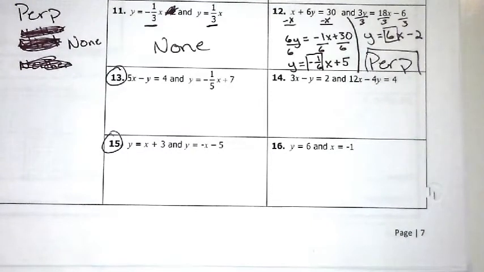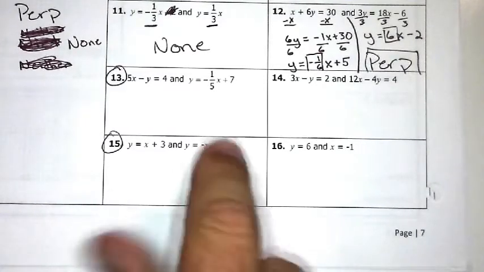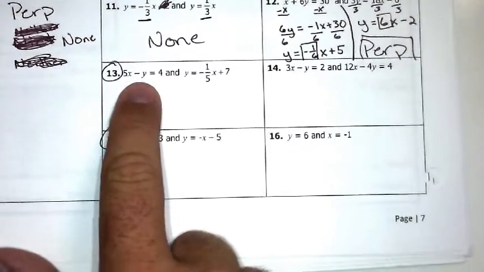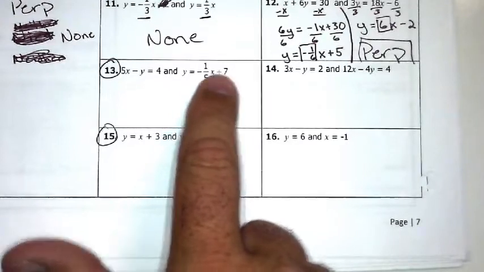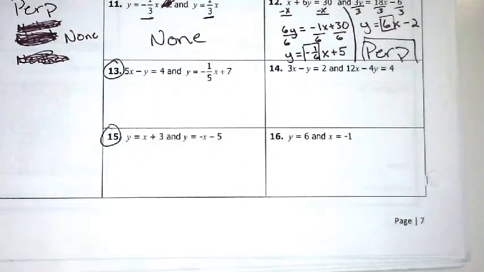On question 13, you have to solve at least one of the equations because one of them is in standard form, one is in slope-intercept form. So this is your standard form, so you need to convert it to y equals mx plus b. This one's already in y equals mx plus b, so you don't need to do anything. You only need to convert one of the equations. And then 15, they're actually both in slope-intercept.